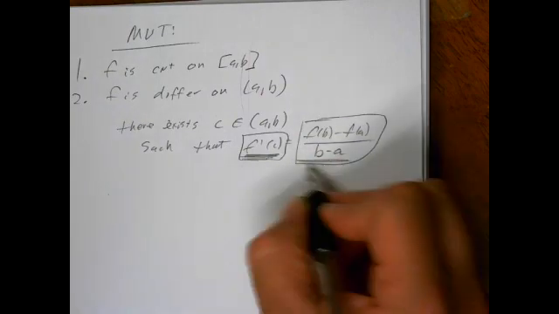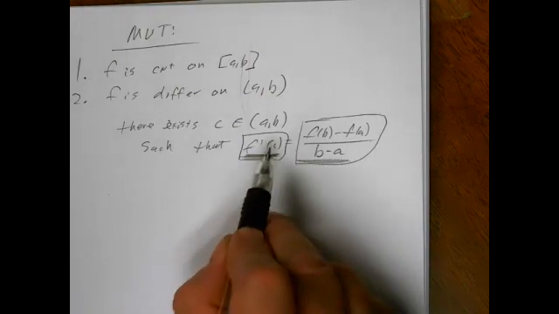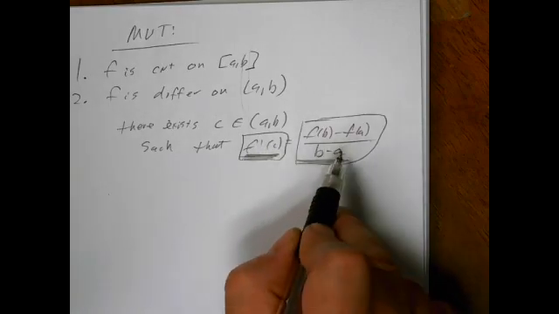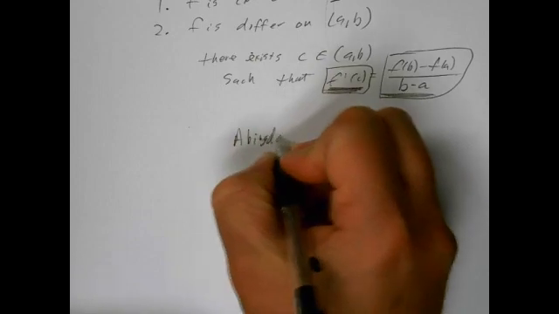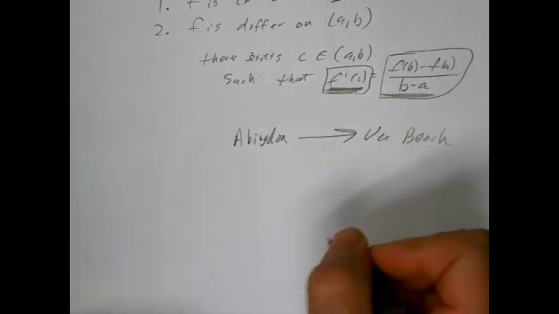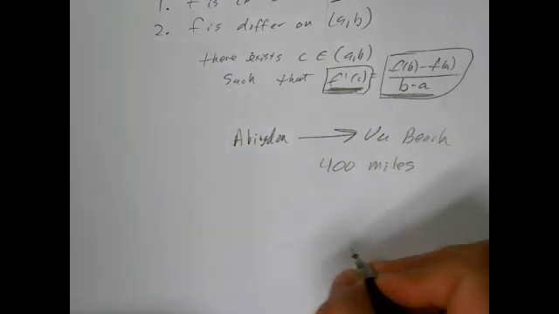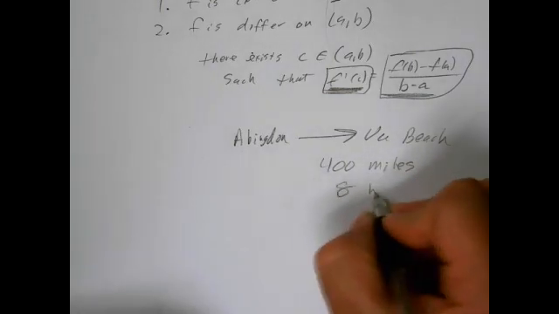Instantaneous slope has to equal average slope at some point. All right? At some point, a function's instantaneous rate of change has to equal its average rate of change. That would be like saying, if I drove from Abington to Virginia Beach, that is a trip of 400 miles. And let's say I did it in, just to make some nice round numbers, 8 hours.